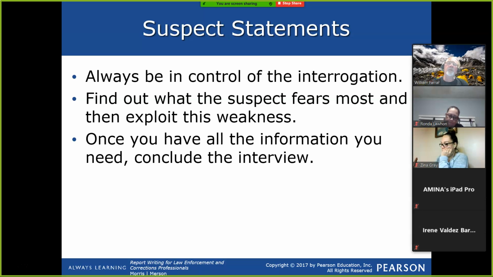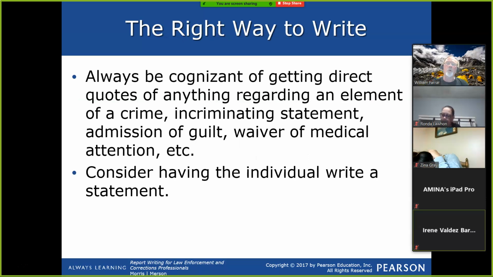These are interviews that you definitely want to videotape so you can look at body language, and at the very minimal audio tape. But if it's a big case, you're going to want to videotape it so you can get their facial expressions, etc. So it's always important. Make sure that if you have something important, just like we've talked about before, if there's an important direct quote regarding the crime, make sure you get that, or any other type of incriminating statement. Something like, well, I was there, Farrar, but I didn't do it. That should be a direct quote, because what is that suspect telling you?